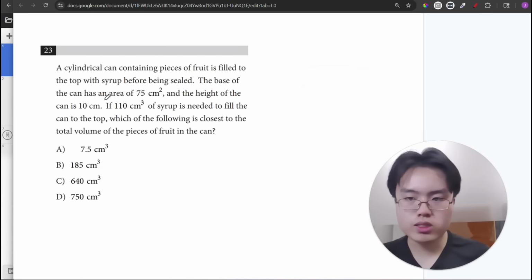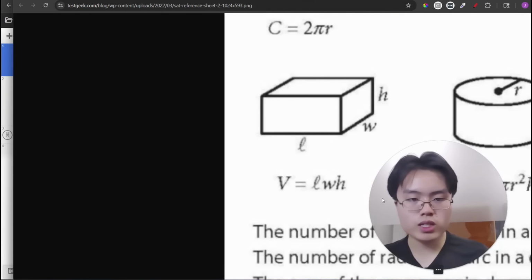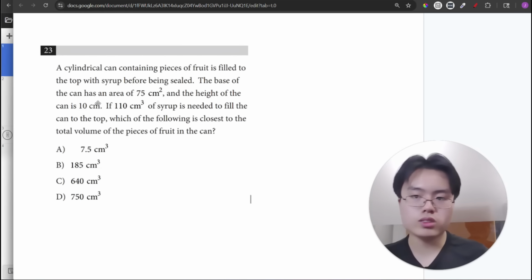The base of the can has an area of 75 centimeters squared. So we're given the base. This is a great example of the fact that you can't just blindly memorize these formulas. You have to understand where it comes from, because it just says the base. It doesn't tell us the radius at all. But it tells us the base, and we realize pi r squared is the base. So this is the base times the height. Let me check. It literally gives us the height.